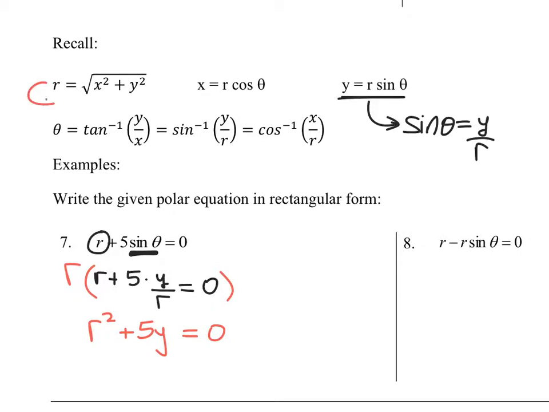And just going back to this formula here, r equals the square root of x squared plus y squared, I can square both sides and make that r squared equal to x squared plus y squared. All right.